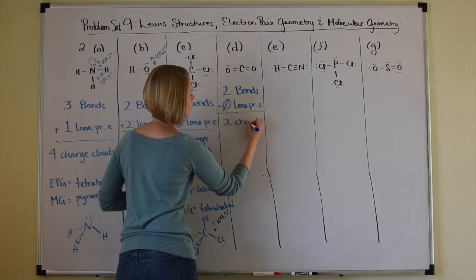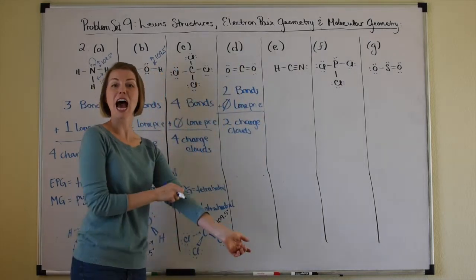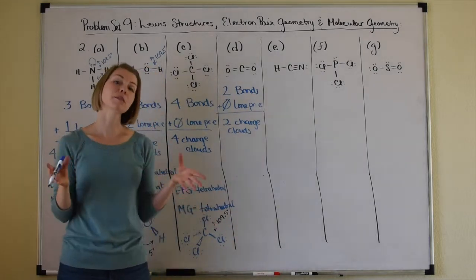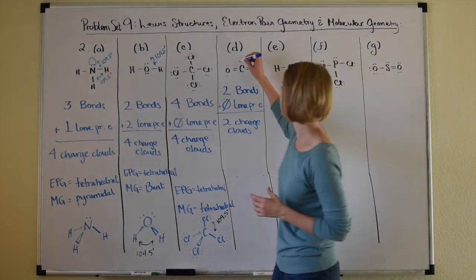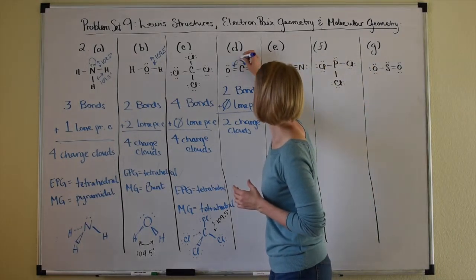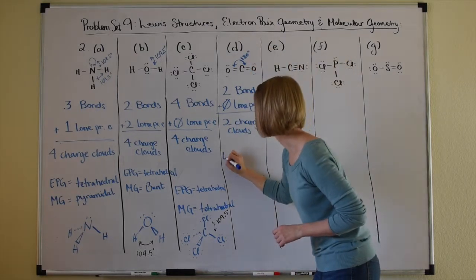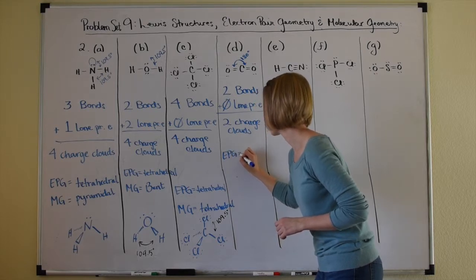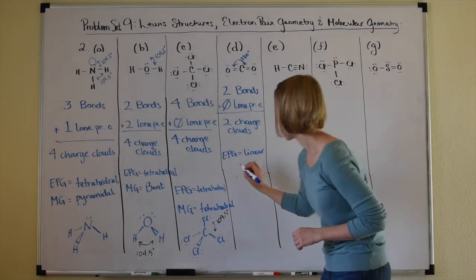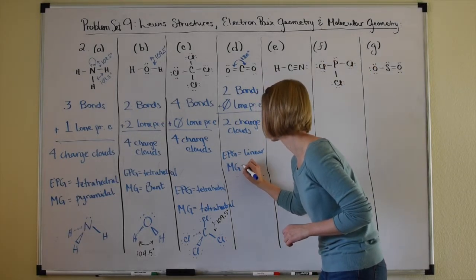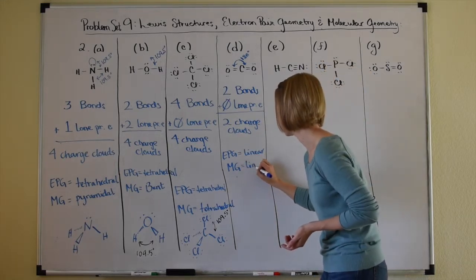2 charge clouds about our central atom here, carbon. And the maximum distance apart that 2 charge clouds can be in 3-dimensional space is 180 degrees, okay? So that gives us an electron pair geometry that is linear. They're all just going to be in a line. And the molecular geometry, because there were no lone pairs, is also going to be the same as the electron pair geometry, linear.